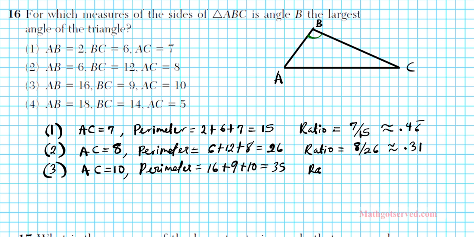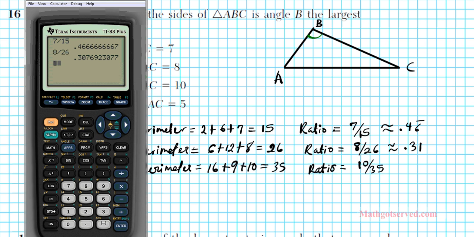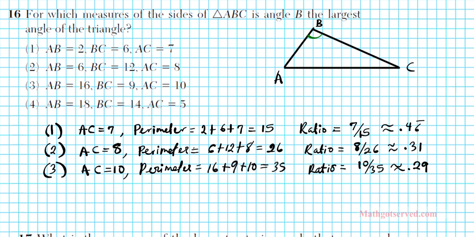The ratio of AC to the entire perimeter of the triangle is 10 over 35. Let's see what the decimal approximation of that value is. 10 divided by 35, 0.29. It looks like the value of the angle is getting smaller. All right, let's do the last one, option 4.